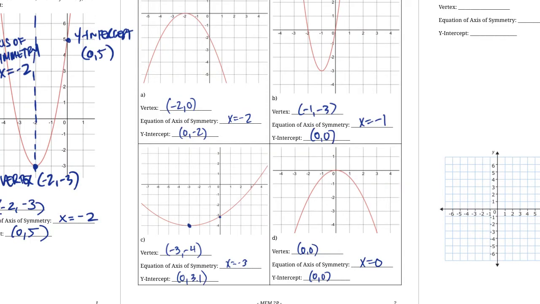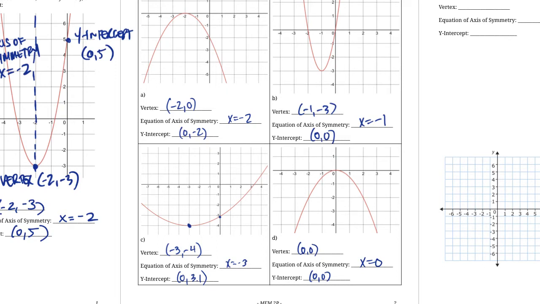So here are the answers. Look over your work, check it yourself. One's a little bit tricky. This one down here, the y-intercept isn't an exact value. It's close to 3, but it's just a little bit bigger than 3, so I just put 3.1. That's just an approximate value.